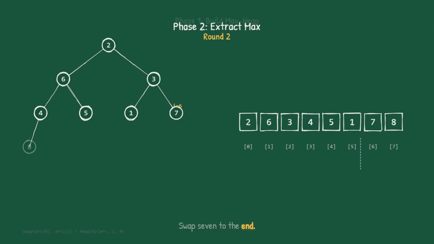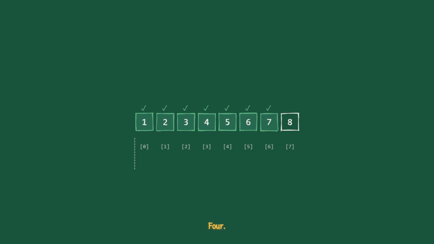Swap 7 to the end, lock it. Heapify. 2 sinks past 6, past 5. New champion 6, swap, lock. Heapify. Same pattern every time. Swap, lock, heapify. Last swap. 1, 2, 3, 4, 5, 6, 7, 8. That's heap sort. Build the heap, then extract the max, over and over. The heap does the heavy lifting. Next, let's write the real code.